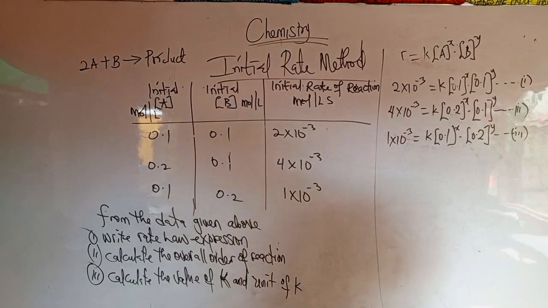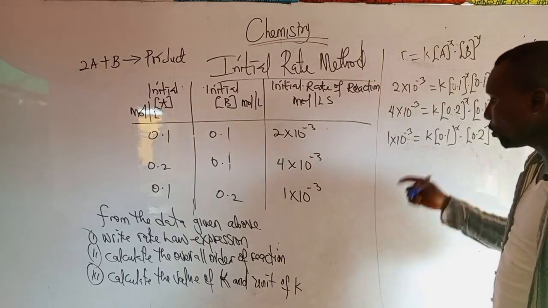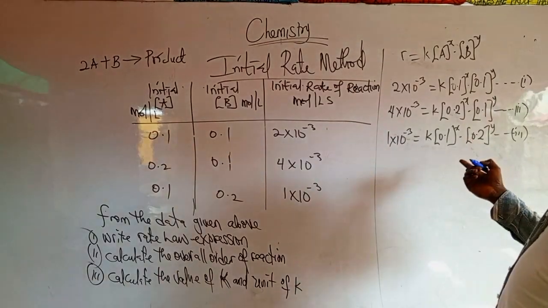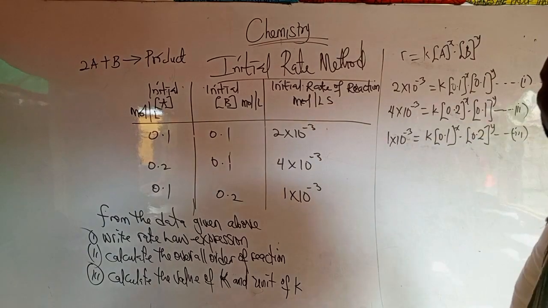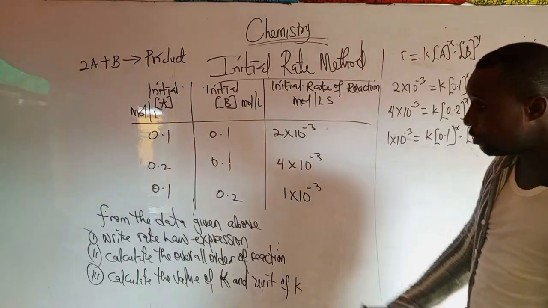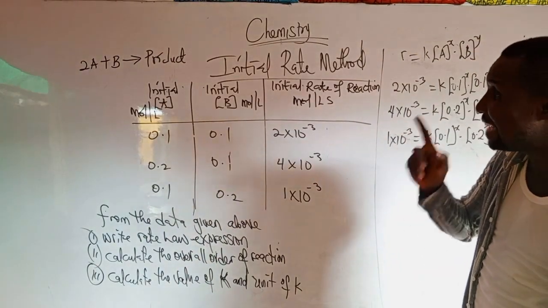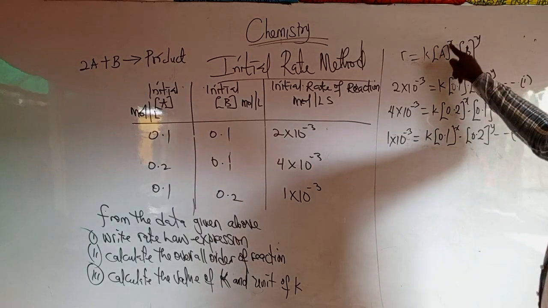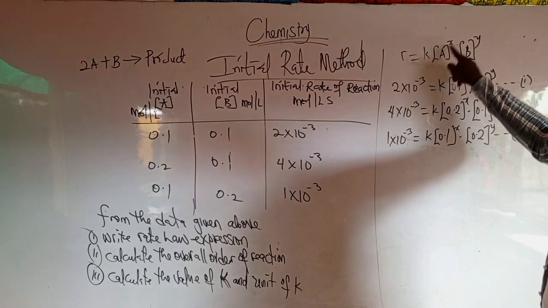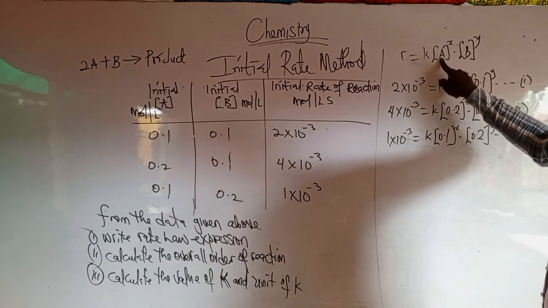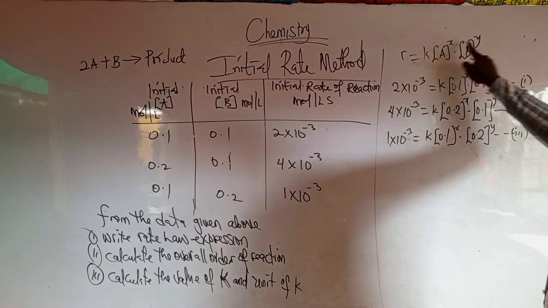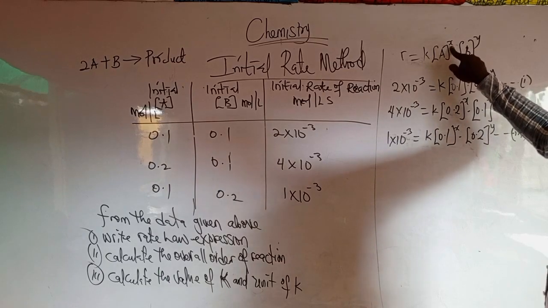Then what can I do? I need to get X and Y. For me to get X, I need to eliminate Y. For me to get Y, I need to eliminate X. First of all, let me eliminate X. If I want to eliminate X, take note, X is the order of reaction with respect to A. I want to eliminate X to get Y.